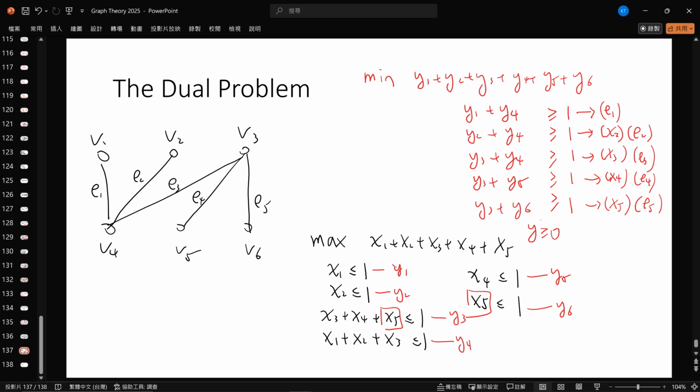Okay. So recall that these dual variables are created with respect to vertices. Okay. So this is like we have Y1, Y2, Y3, Y4, up to Y6, okay? So these are the variables associated with the vertices, okay? Now, the first constraint says Y1 plus Y4 should be at least 1, okay? So this is for the first constraint, okay, for E1.